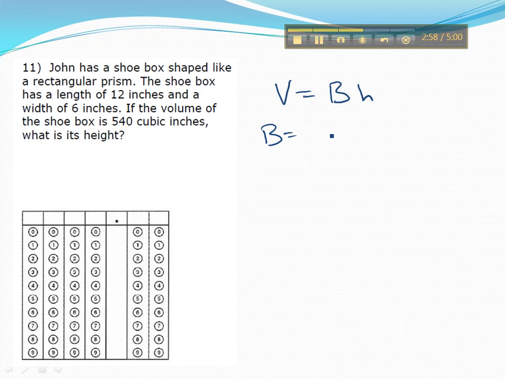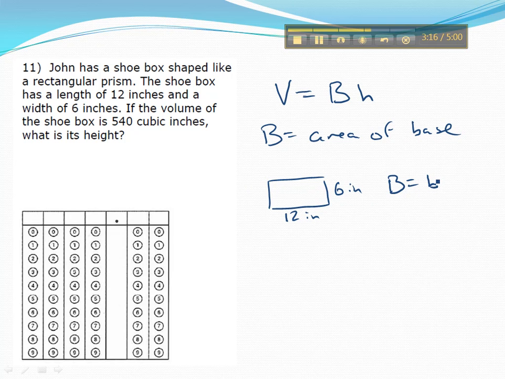Big B is the area of the base. We know that the base is a rectangle. It's a rectangular prism. Let's sketch that rectangle. They told us the length of the rectangle was 12 inches and the width was 6 inches. So let's find the area of that rectangle. Area of the base, area of the rectangle is base times height. So 12 times 6.